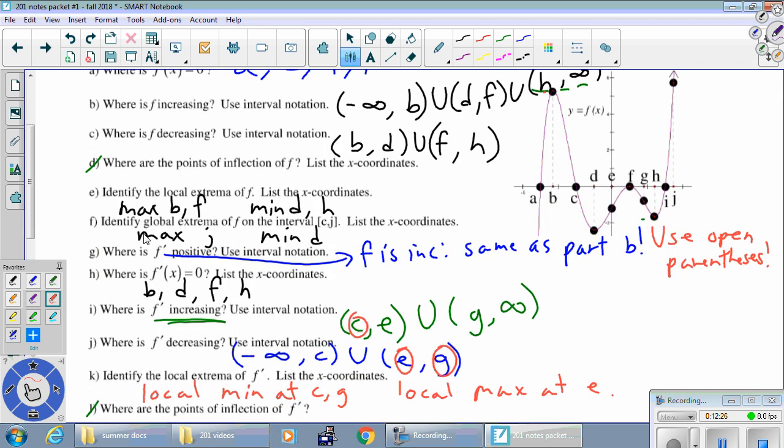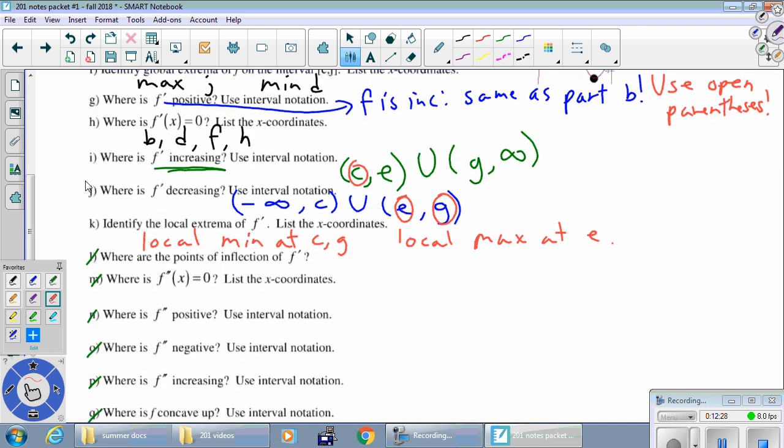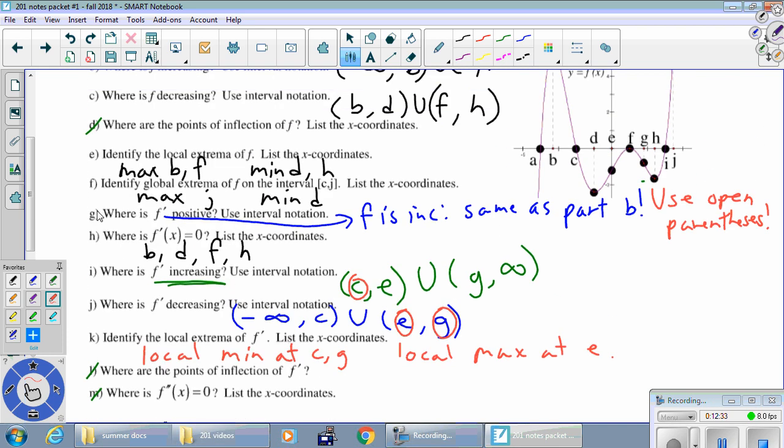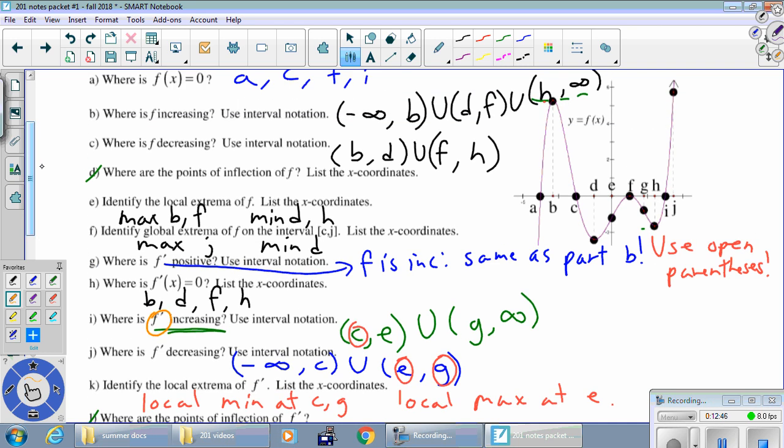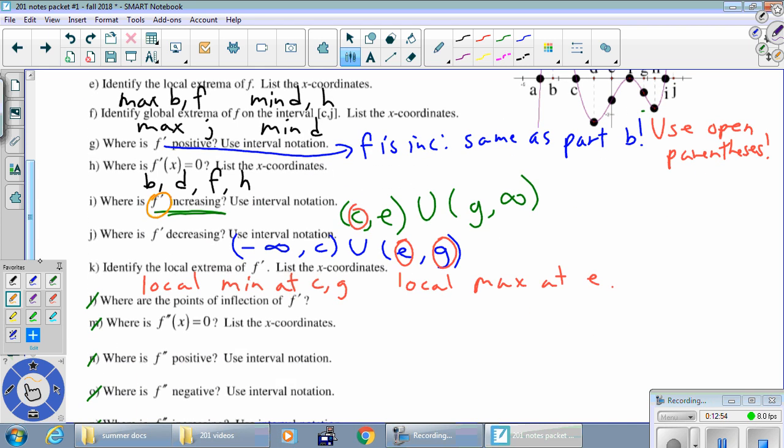So coming back here to, where are we? I and j. So where is f prime increasing? So another way to think about this one. If f prime is increasing, that means that its derivative is positive. The derivative of this function right here must be positive. In the same way that we translated f increasing to f prime being positive, we're going to translate f prime increasing to its derivative being positive.